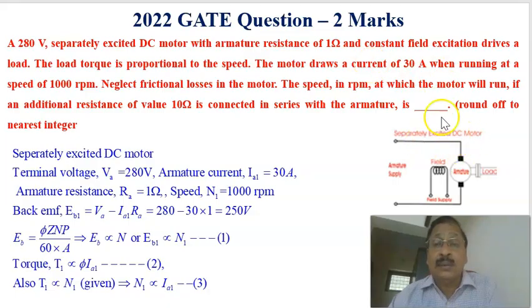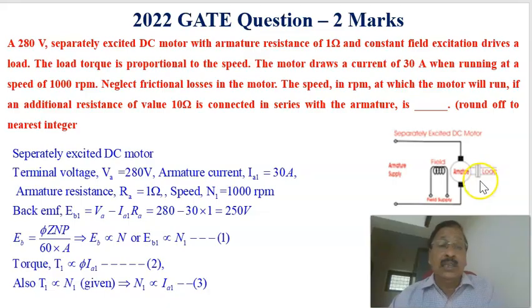That is, armature current equal to 30 amperes when running at 1000 RPM. When the motor is running at 1000 RPM, it draws a current of 30 amperes. Neglect the frictional loss in the motor. The speed in RPM at which the motor will run if an additional resistance of 10 ohm is connected in series with the armature is to be found. That is, when we connect another resistance of 10 ohm in series with the armature, what is the corresponding speed?